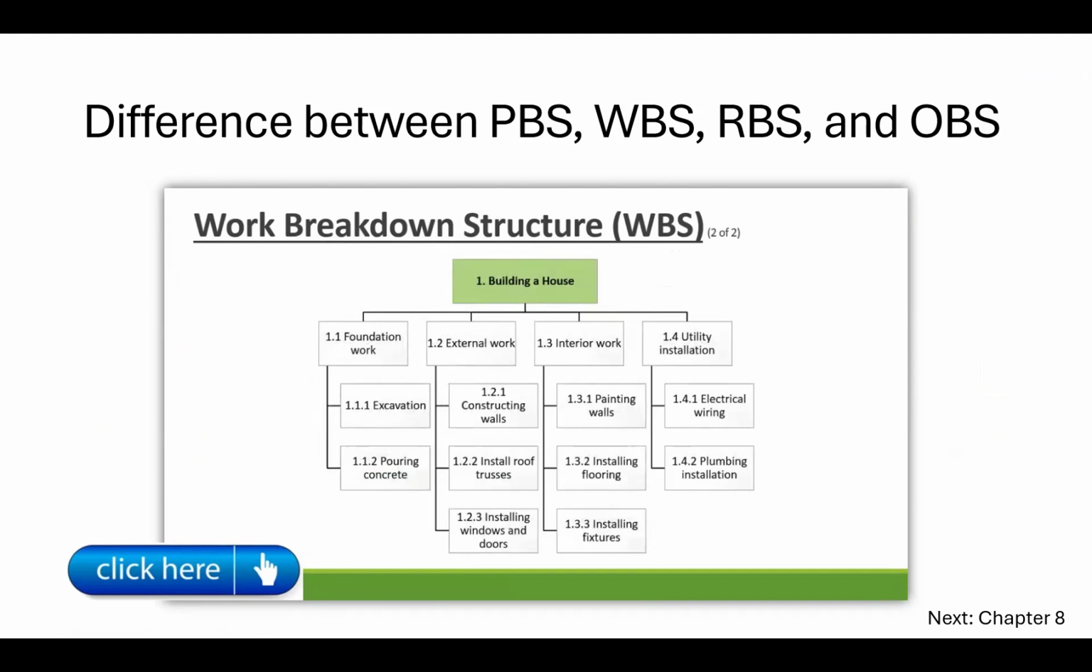We might have the foundation work that needs to be done with excavation and pouring concrete. External works, constructing the walls, installing the roof trusses, and installing windows and doors. Interior work might be painting of the walls, installation of flooring, and installation of fixtures. And then utility installations might be electrical wiring or plumbing installation. Also important that the work breakdown structure does have different levels. And in this case, we've got a level 1, which is our project that's building a house. And we've got a second and third layer in this example.